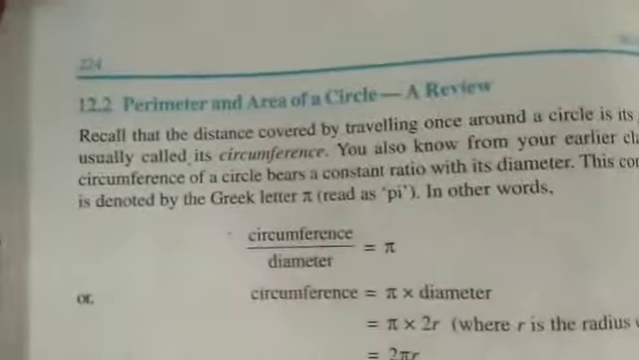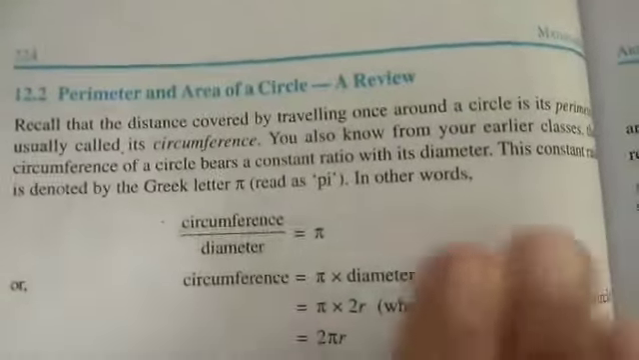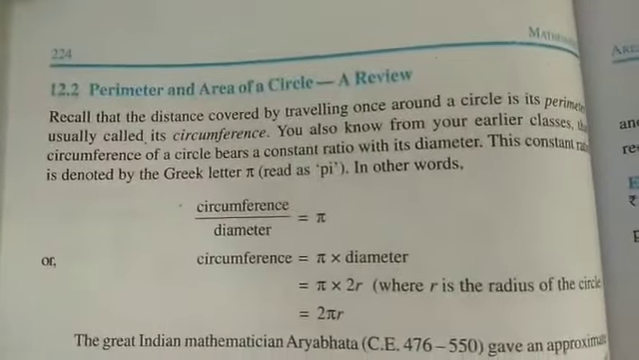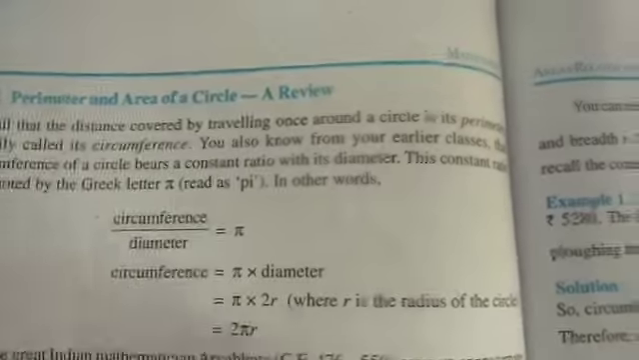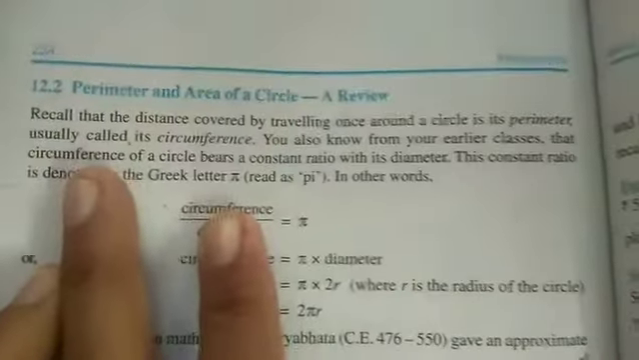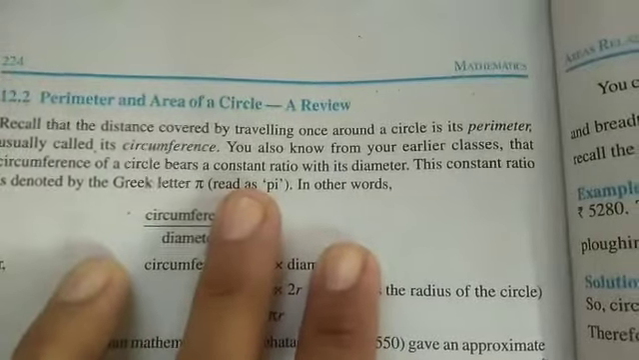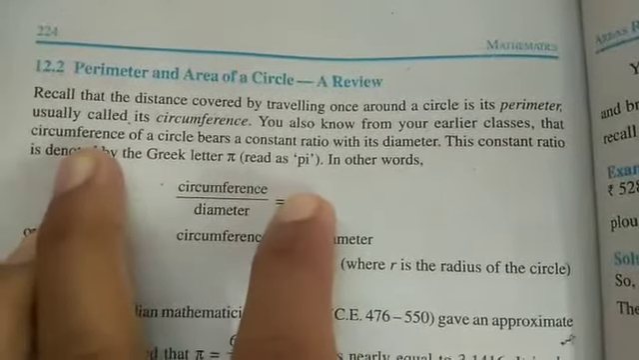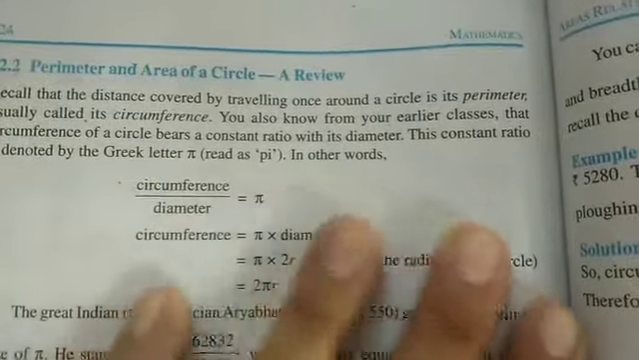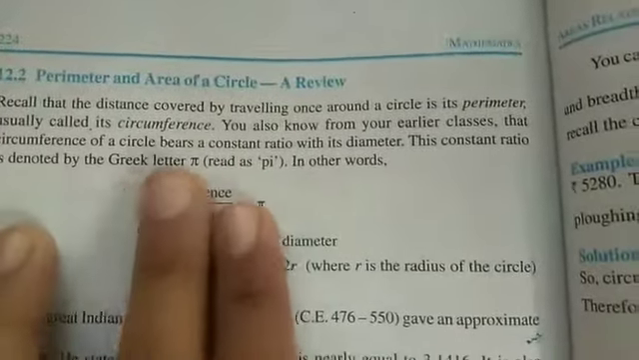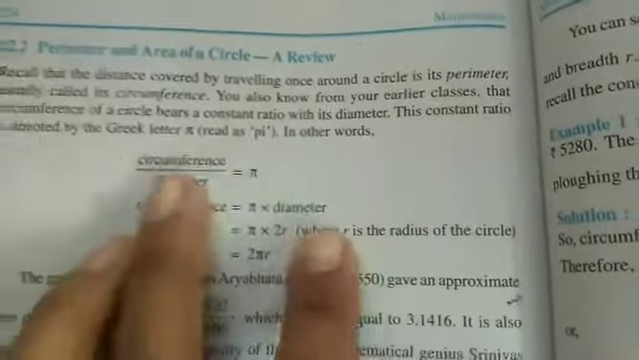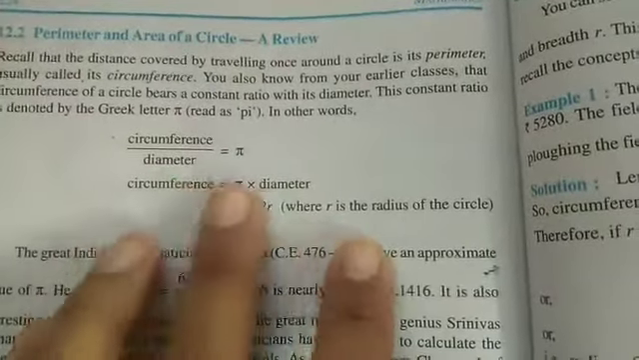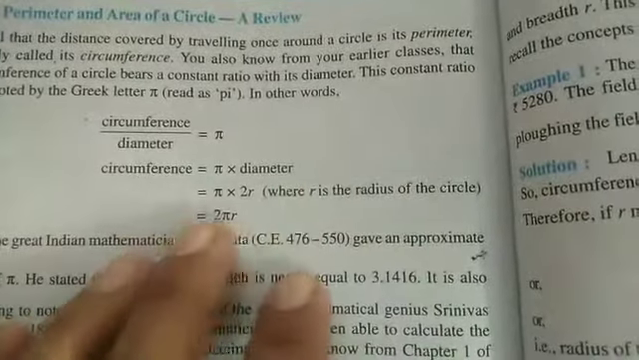Now, perimeter of a circle. When we say perimeter of a circle, recall that the distance covered by traveling once around a circle is its perimeter, usually called the circumference. You also know from earlier classes that the circumference of a circle bears a constant ratio with the diameter. The constant ratio is denoted by the Greek letter pi. In other words, circumference upon diameter is equal to pi, or circumference is equal to pi into diameter. Diameter is 2r, so we have 2 pi r. So the circumference formula is 2 pi r.